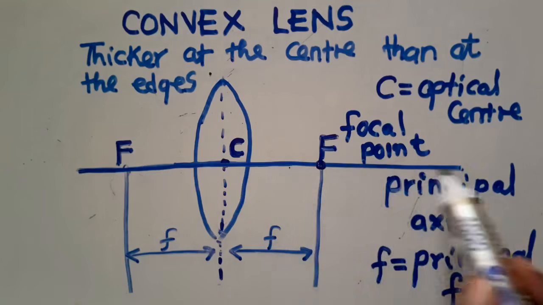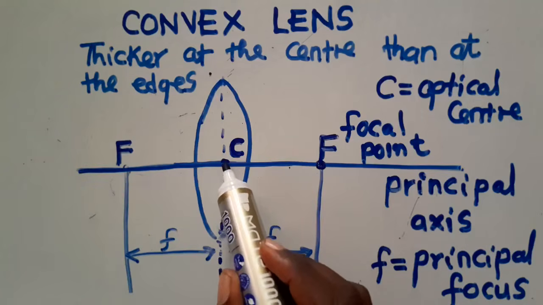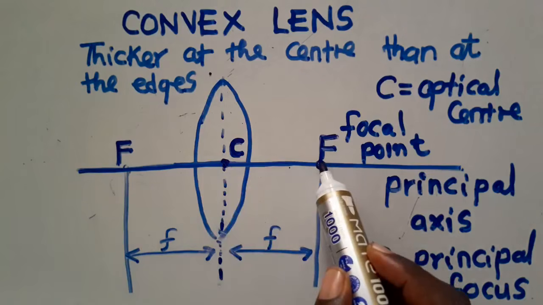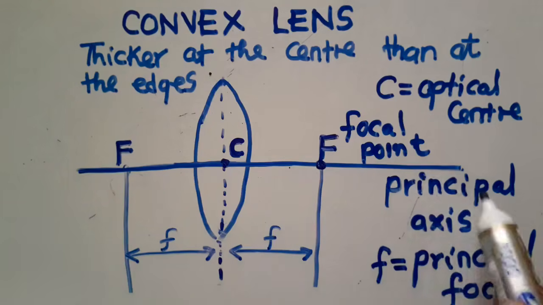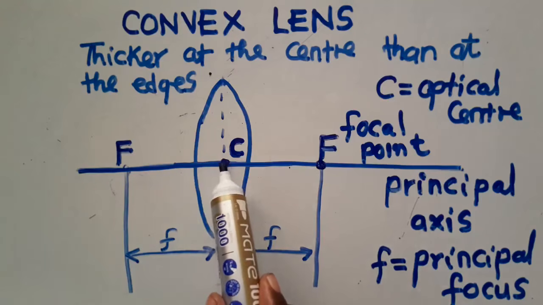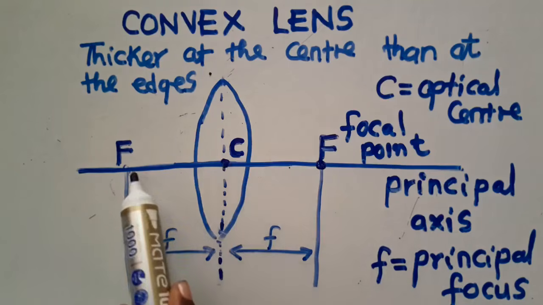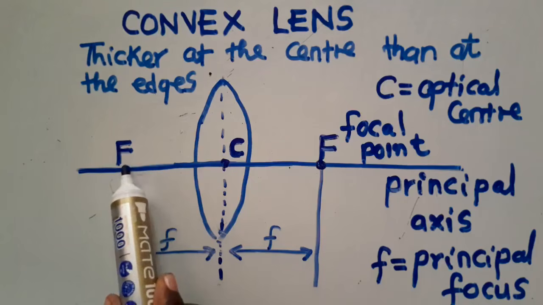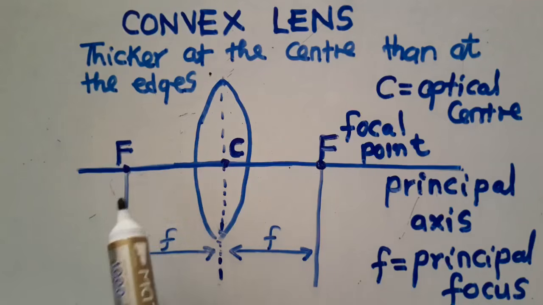So this one is along the principal axis. The optical center is where the center of the lens is. And the focal point is a point along the principal axis. So I want you to understand all these terms that I'm saying. The distance from the optical center to the focal point is called the focal point, or you can call it principal focus. These are terms that I'll be using interchangeably, so don't be confused.